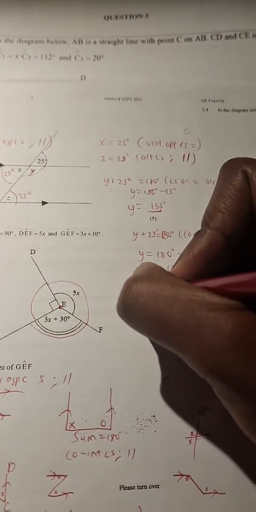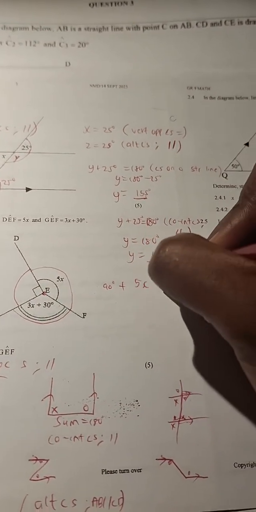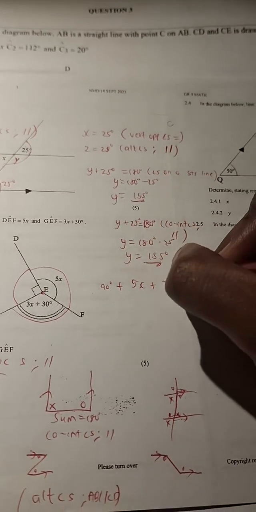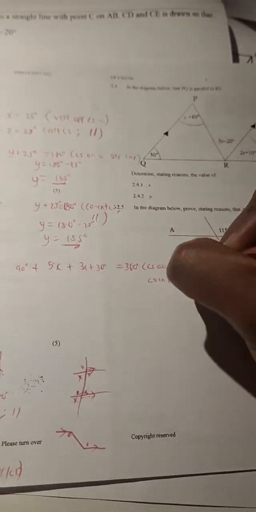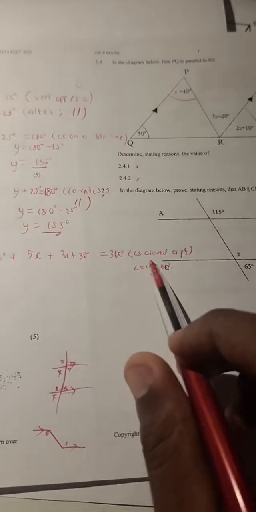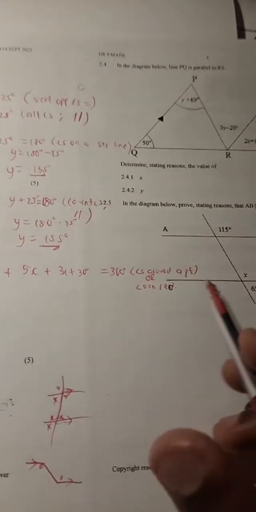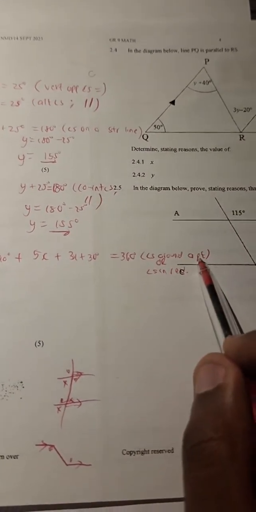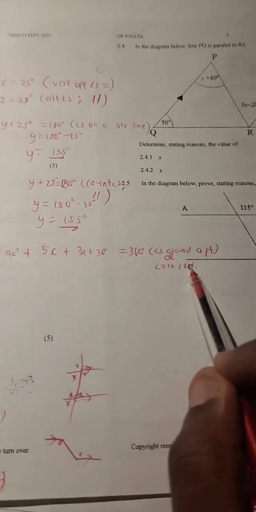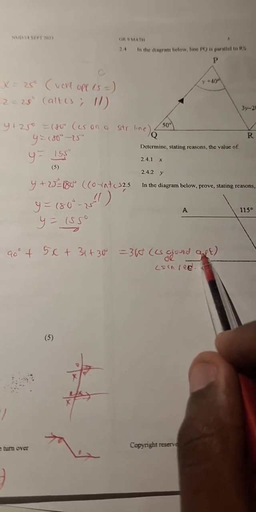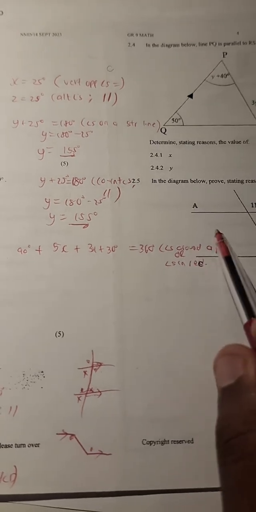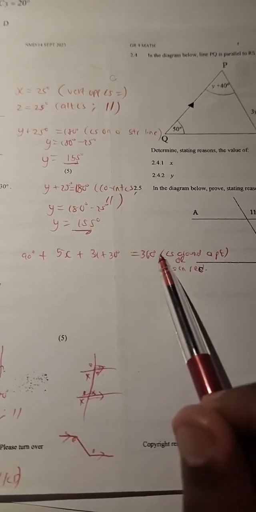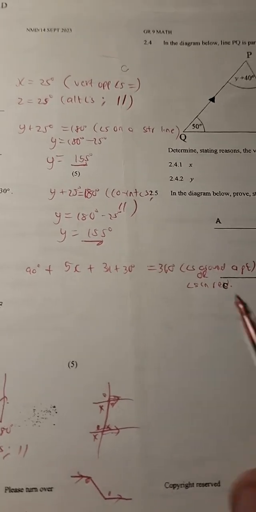Therefore, we say what? 90 degrees plus 5x plus 3x plus 30, angles around a point. Or we could say angles in a rev, in other words, revolution. This is the acceptable reason that we have in the document. Angles around a point, or you can say angles in rev. So you must decide which reason is more palatable to you. But angles around a point is more famous for most learners. But these are the reasons stated in the acceptable reasons document that is accepted nationally.